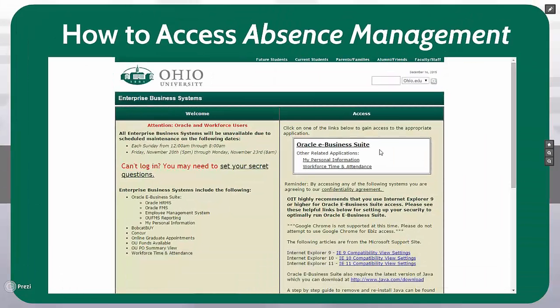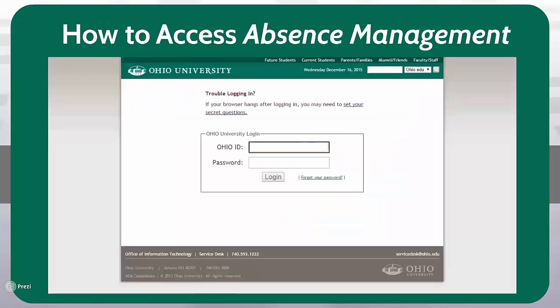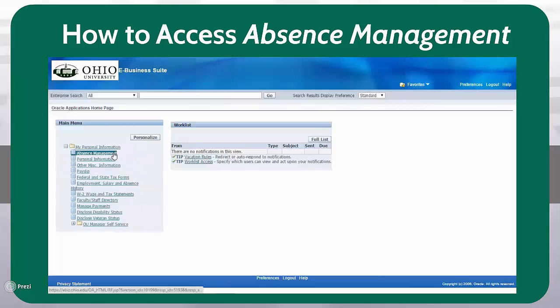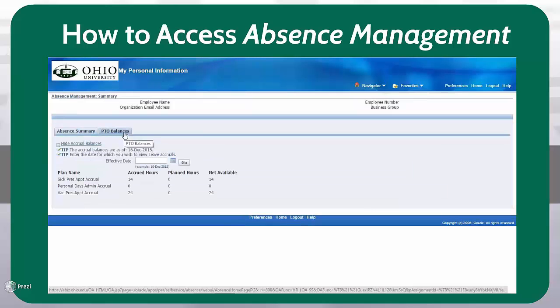To begin with absence management, you will need to log in to the Oracle eBusiness Suite. Enter your Ohio ID and password to get started. Once in the program, click on My Personal Information to expand, then click Absence Management. To view your current paid time off accrual balances, click on the PTO Balances tab.